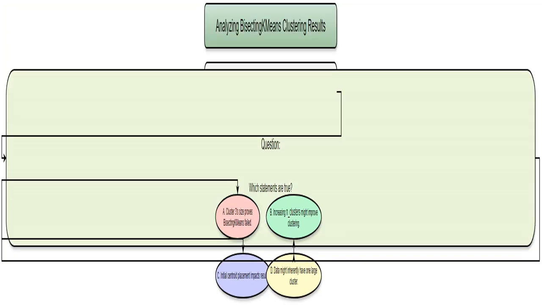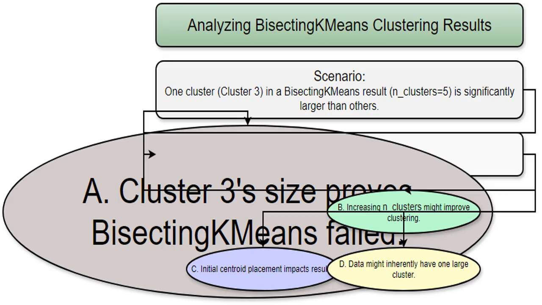Given that observation about cluster 3, I need to determine which statements correctly describe the situation and appropriate next steps. I must carefully evaluate each statement's accuracy in light of the clustering algorithm's characteristics and potential data limitations. I'm considering this statement: the large size of cluster 3 definitively means the bisecting k-means algorithm failed. I find this to be incorrect. A single large cluster does not automatically mean the algorithm failed. It might just reflect the data's natural structure.